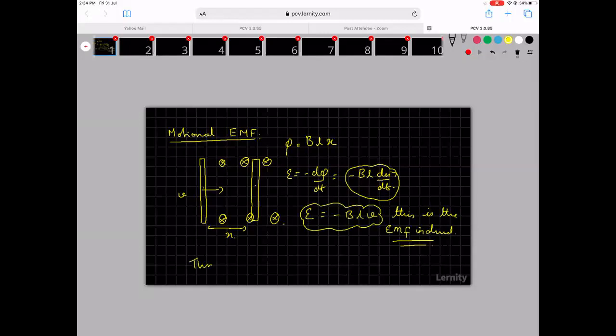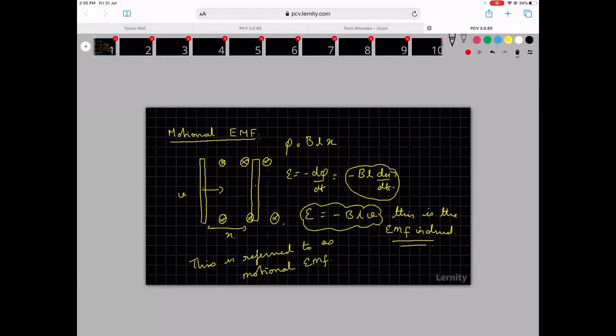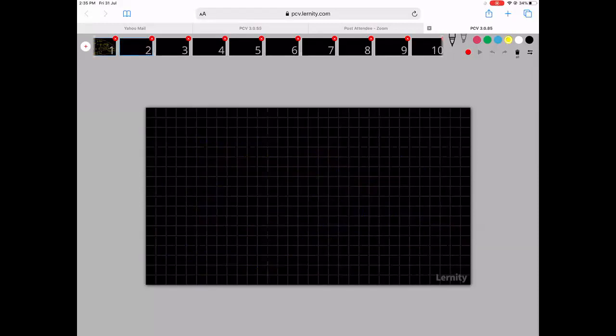So this is referred to as motional EMF. Motional EMF is referred to as the EMF induced between the ends of a rod conductor when moved in a magnetic field. So this we have already done.